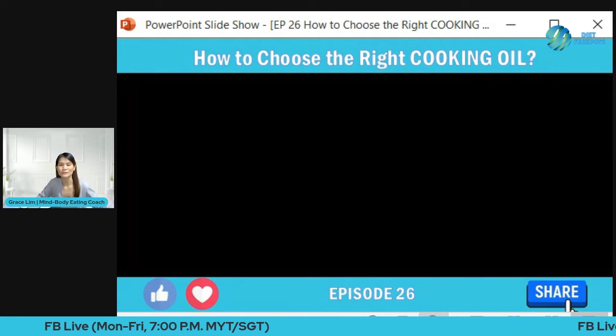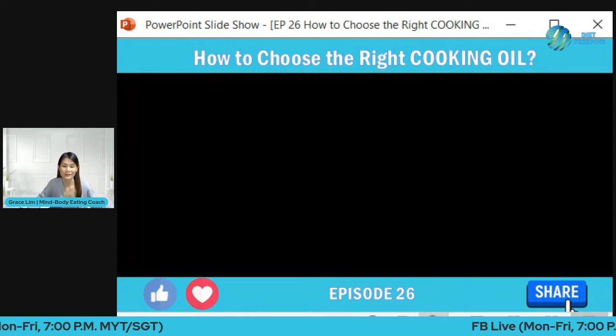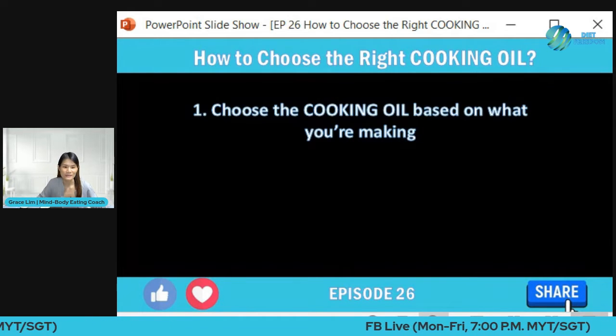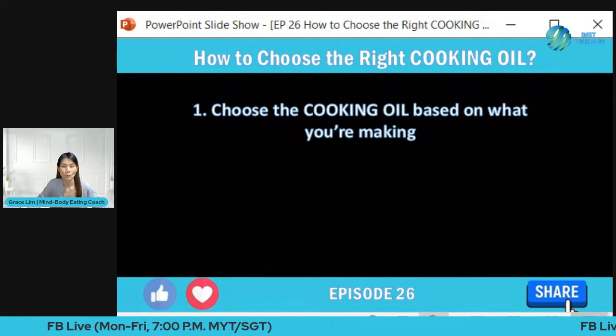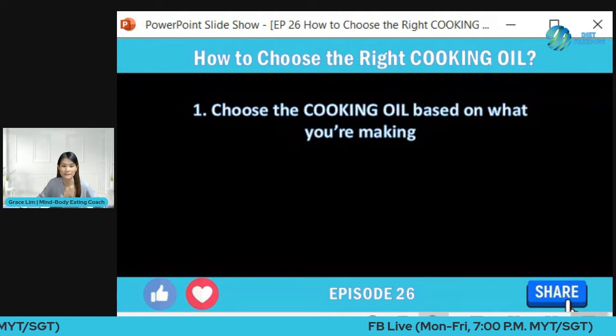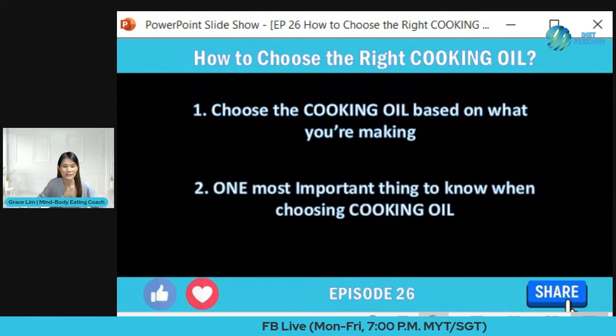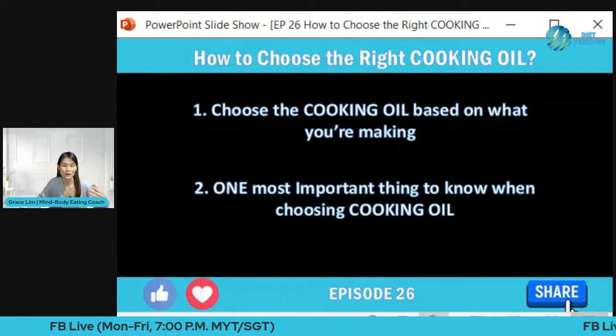So, how exactly to choose the right cooking oil? Today, I'm going to touch on two main things. First is to choose the cooking oil based on what you are making, so it's actually based on your cooking method itself. And secondly, I'm going to share with you one most important thing to know when you are going to choose your cooking oil.